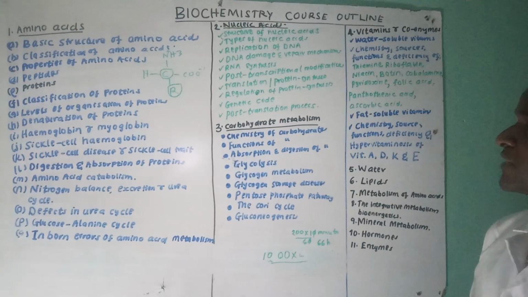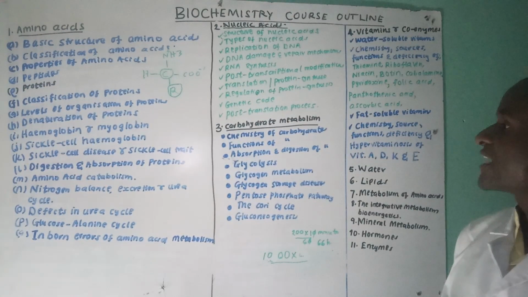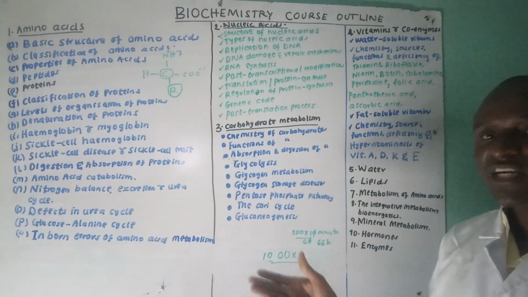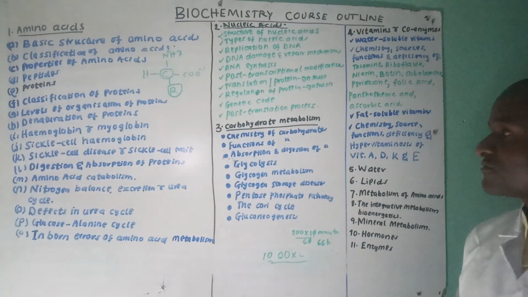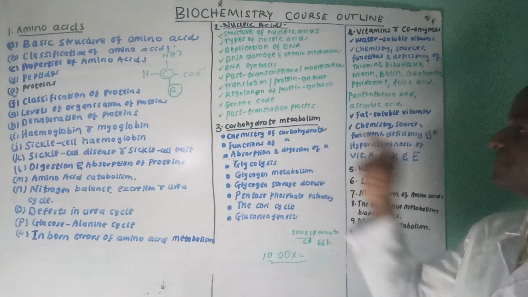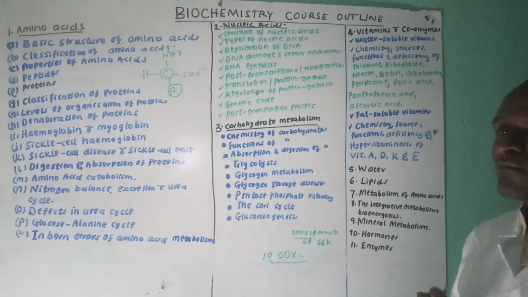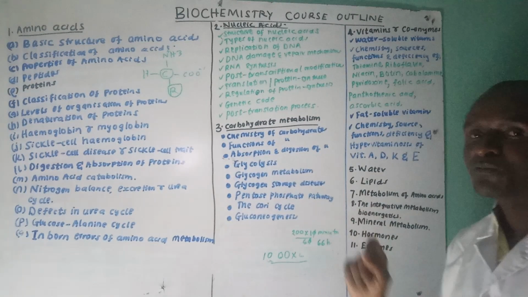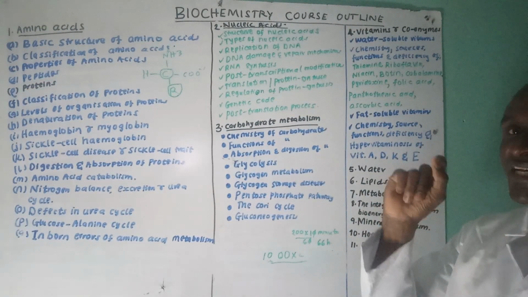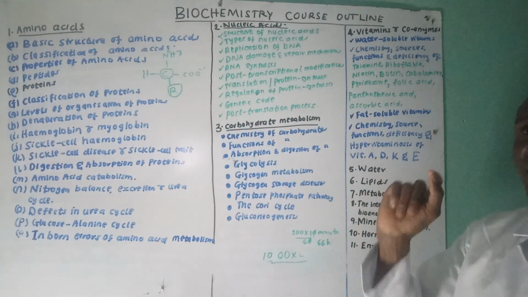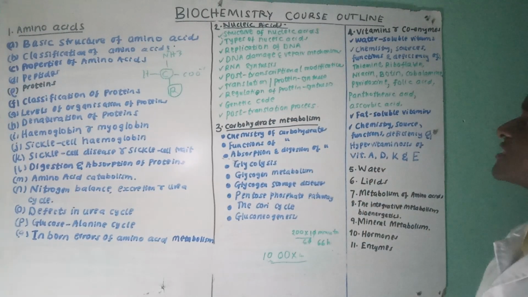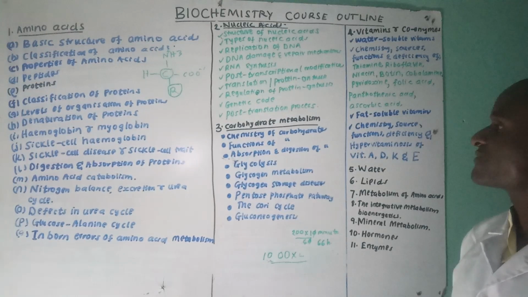Then under carbohydrate metabolism, we shall be looking at the chemistry of carbohydrates. So when you talk about a carbohydrate, what are you talking about? What is it made of? That's what we shall be covering here. You will be told that carbohydrates are made up of carbon and hydroxyl groups. So from the word carbohydrates, you will realize that they are made up of carbon. They are hydrated carbons. Then we shall look at the functions of carbohydrates.